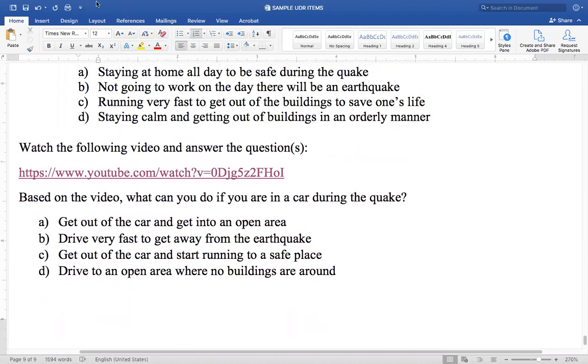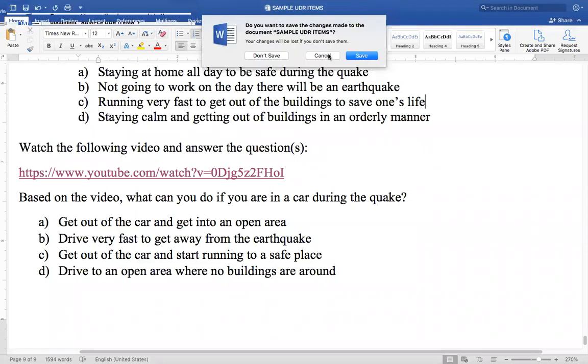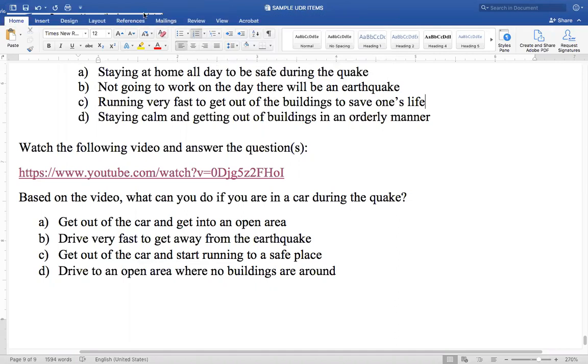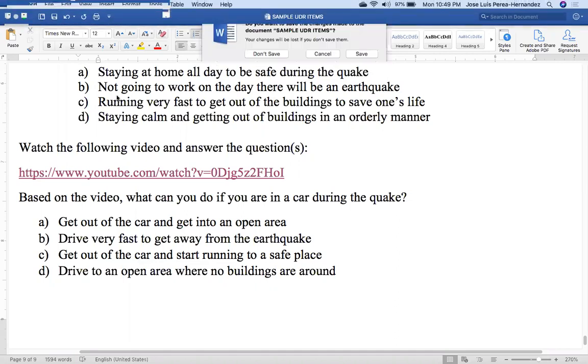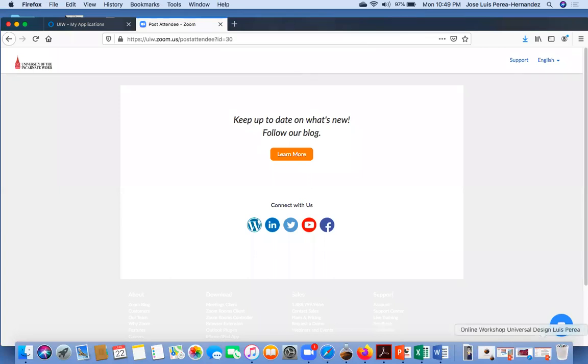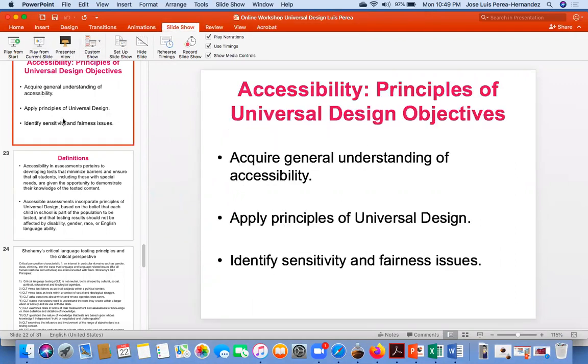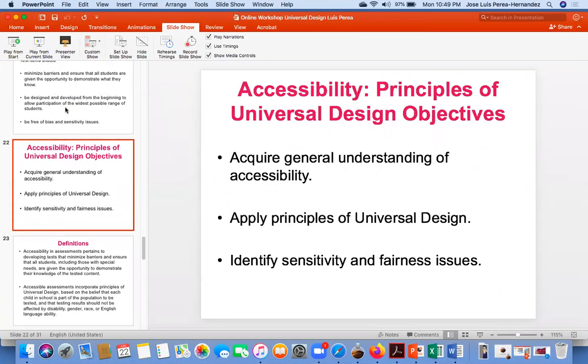So I'm going to close. These are the sample items that we went over. I'm going to say cancel, or I can just say don't save. Let me go back to PowerPoint. I just want to wrap up here.